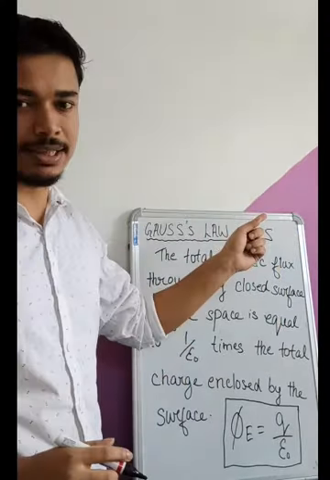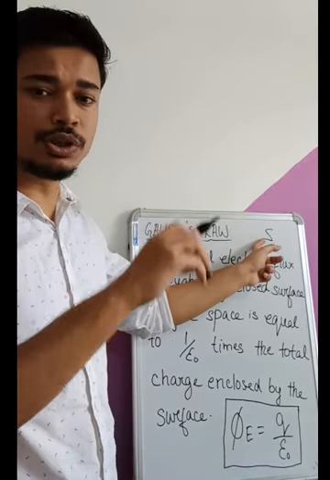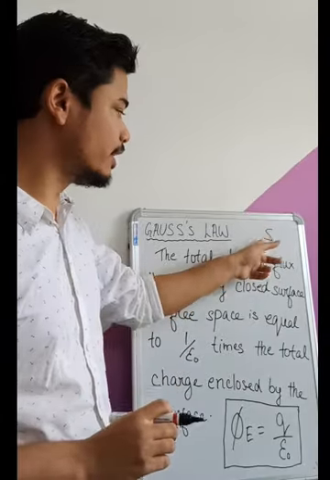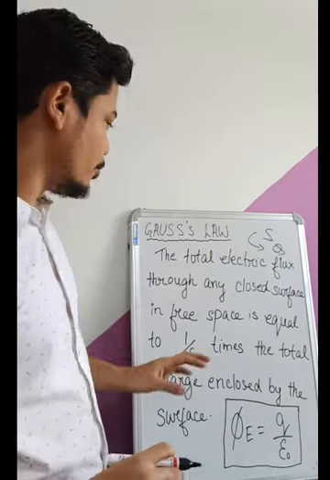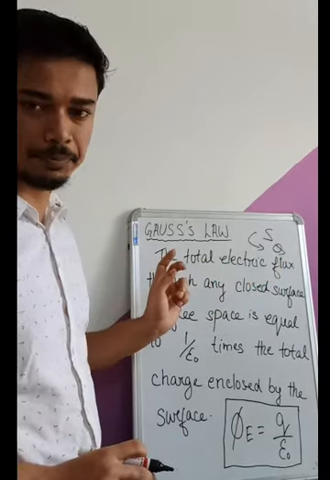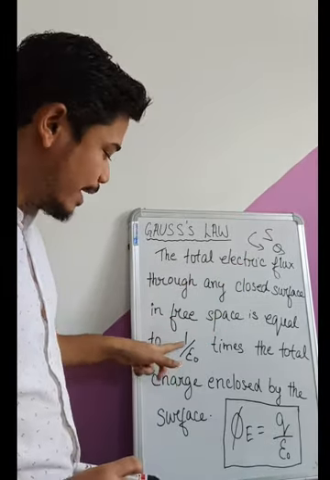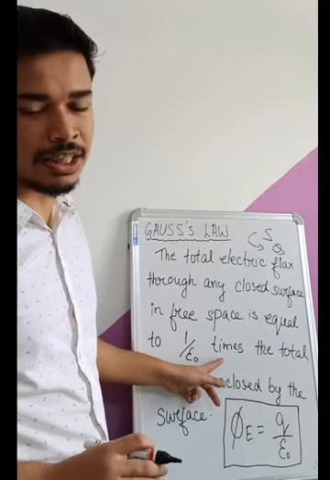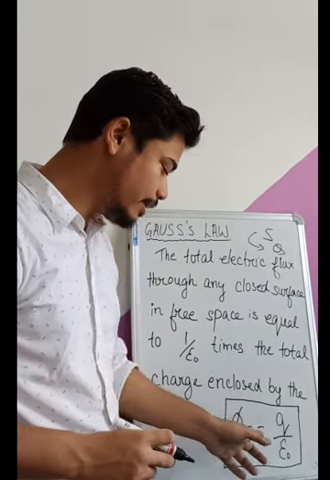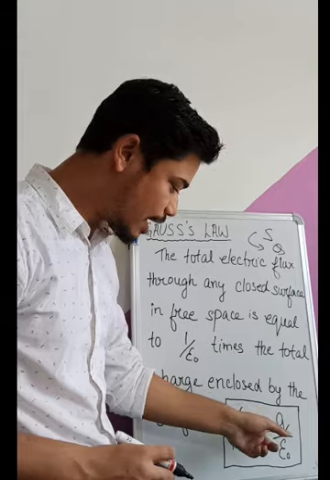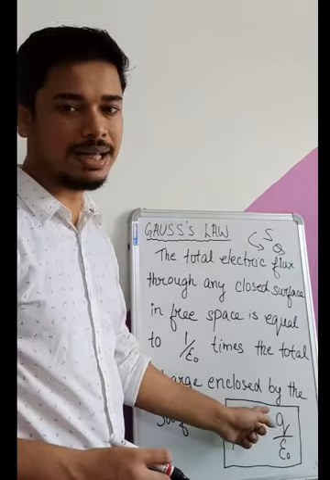If we place this closed surface in either air or vacuum, and if there is a charge Q enclosed by the surface, then what will be the value of the electric flux? The total electric flux through that surface will be equal to 1 by epsilon naught times the charge enclosed by the surface. So what we get is phi E is equal to Q by epsilon naught.